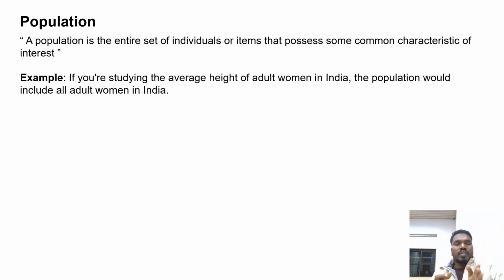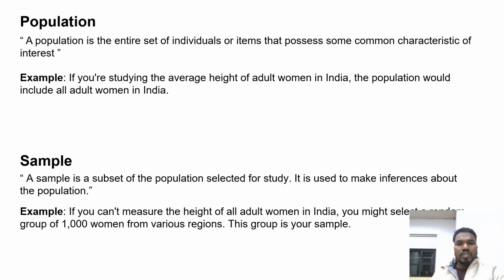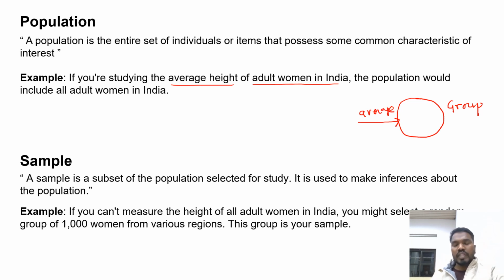So let me explain with an example. Suppose you want to find the average height of adult women in India. We have a very big group, and here I want to know some measure of this group. Let's say this is the average. So this is already defined: the adult women in India.